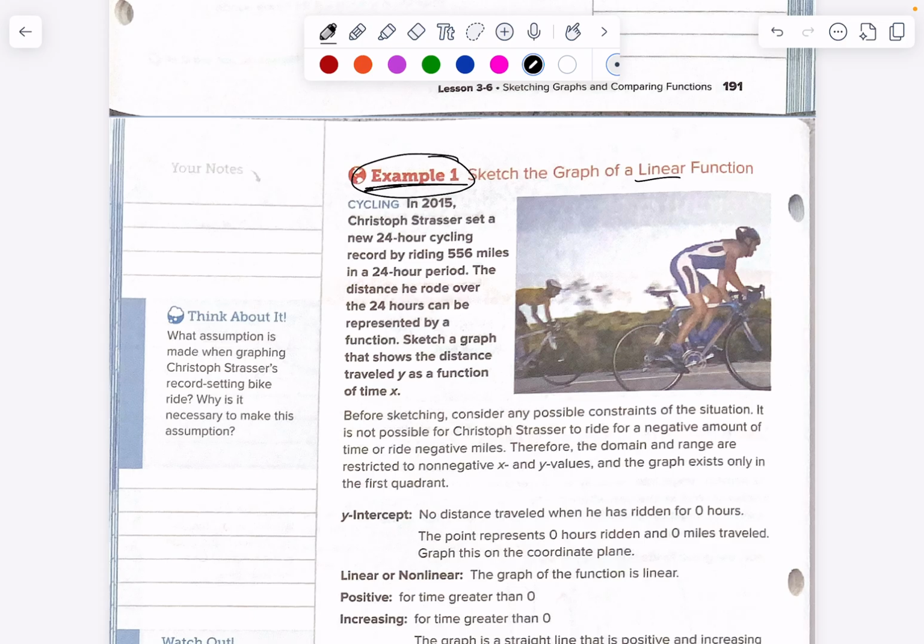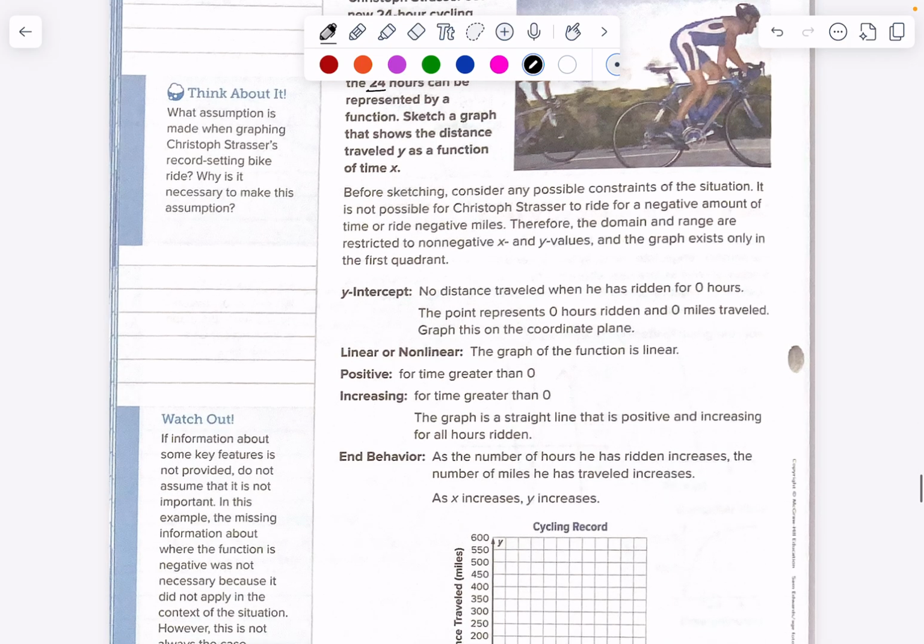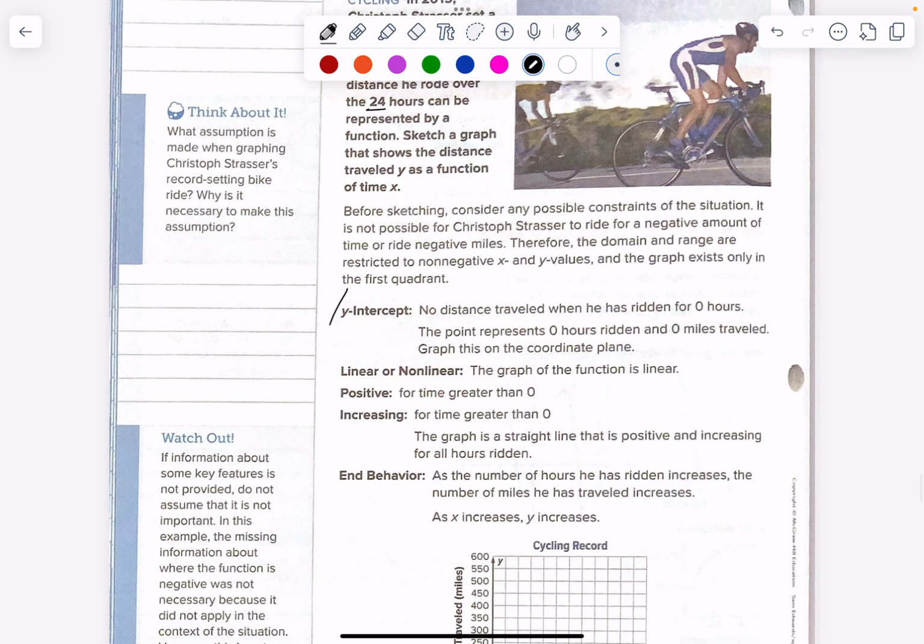So in cycling, in 2015, Christoph Strasser set a new 24-hour cycling record. So he's been on the bike for 24 hours, and he goes 556 miles in 24 hours. I wouldn't be able to function after 24 hours without sleep, let alone being on a bike the whole time. The distance he rode over 24 hours can be represented by a function. Sketch the graph.